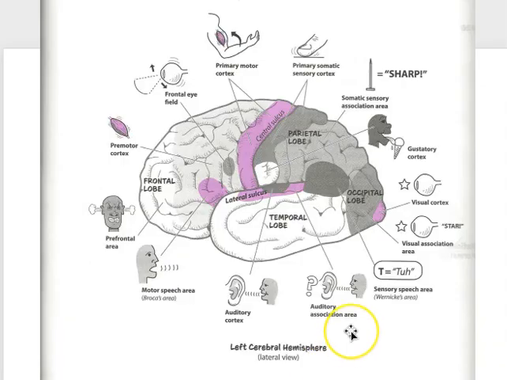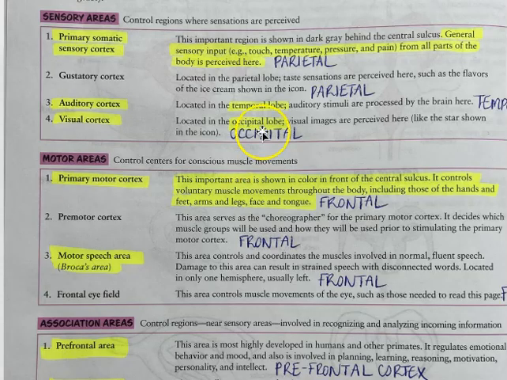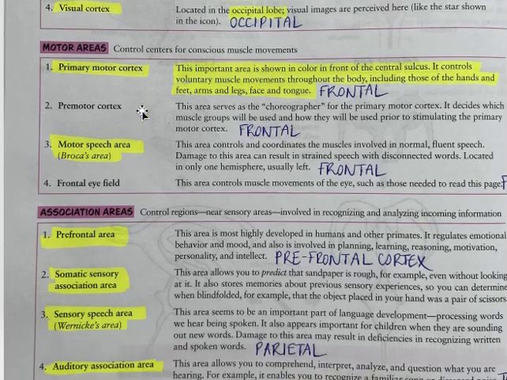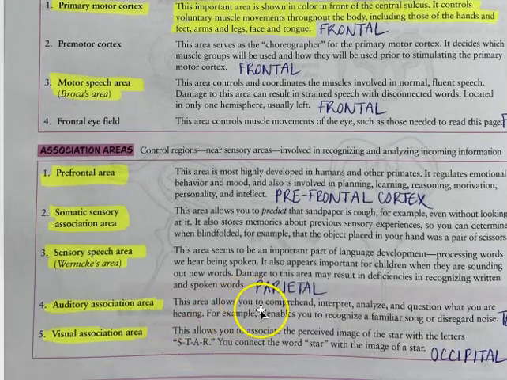If we move on to the temporal lobe, we can see the auditory cortex and the auditory association area. And in the table, we see that the auditory cortex is the place where auditory sensations or auditory stimuli are processed. In comparison, the auditory association area is where we comprehend and interpret and analyze and question what we're hearing.